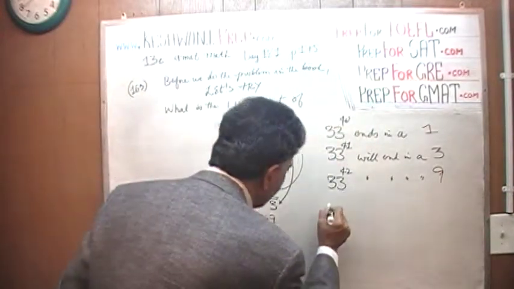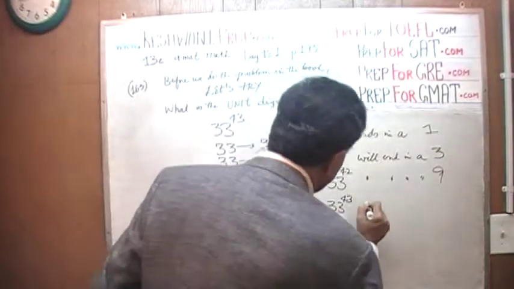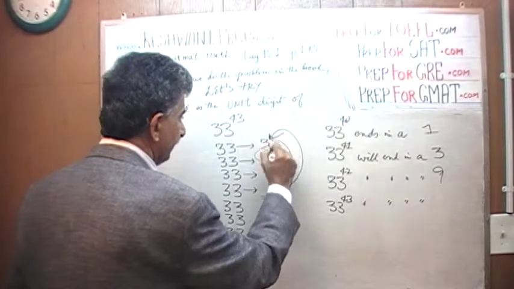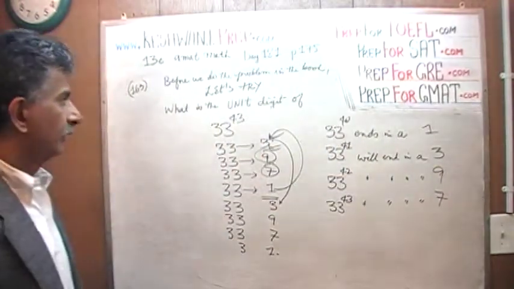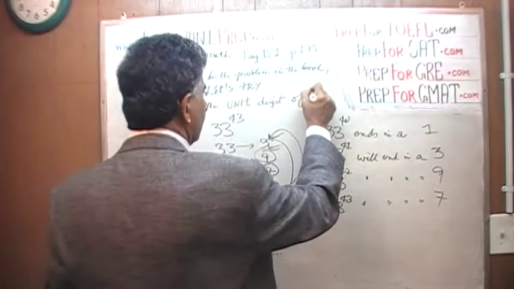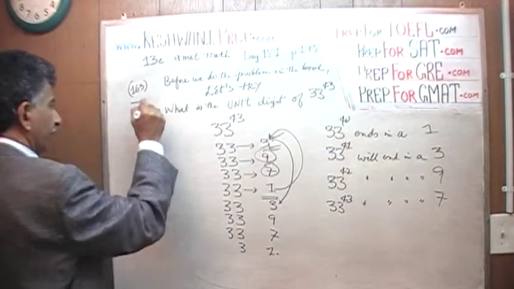33 raised to 43 is the third one in the cycle. And therefore that will end in a, we have our 3, 9 and then 7. It will end in a 7. So the question was, what's the unit digit of this quantity, 33 raised to 43? The answer is 7. Let's make a note of it.